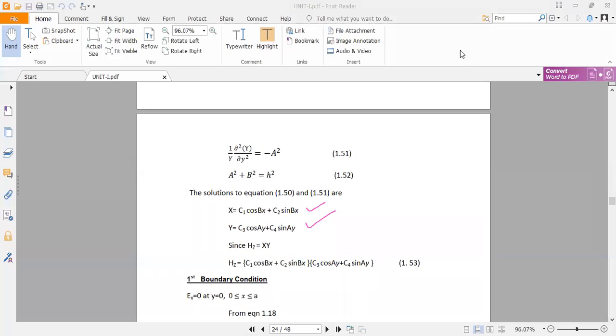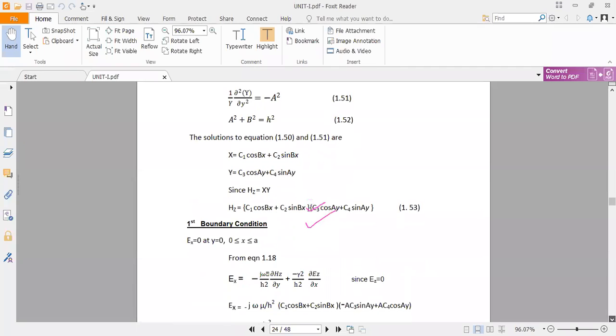Now, here is one important point. Till now, everything is the same. Yes or no? All the steps are the same till now. Any difficulty? Are the steps clear? Whatever steps we followed for TM mode, we are following the same steps for TE mode.